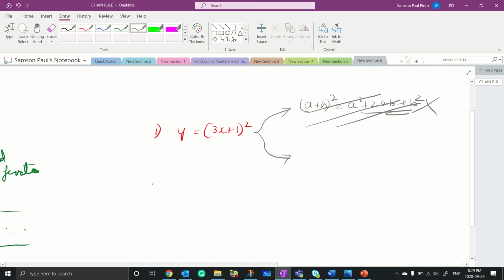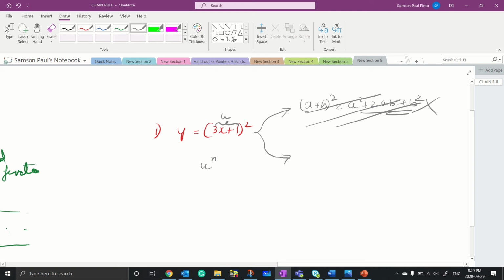So how do I approach this problem? First I consider the outermost function and I try to solve it. The outermost function in this case resembles something like x to the power n. Or instead of x, let us use u to the power of n. This whole term is nothing but u.